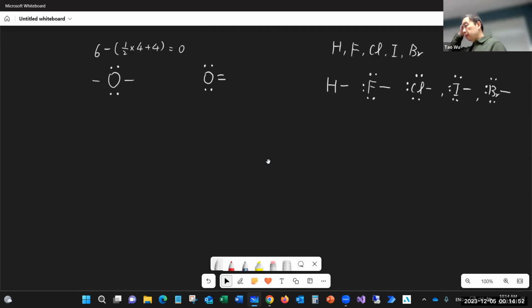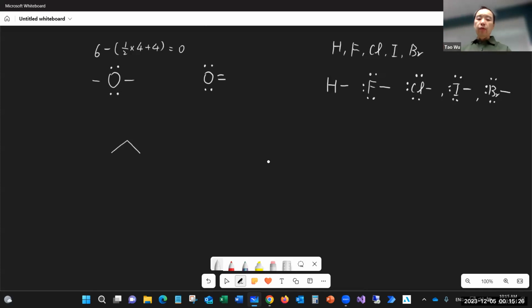Okay, so the next part we would like to talk about is the geometry of the molecule. For the geometry of the molecule, we're going to talk about one model. This model helps us understand why we can have different shapes of molecules. For example, everyone knows water is not a straight structure. Water is a bent structure like this.